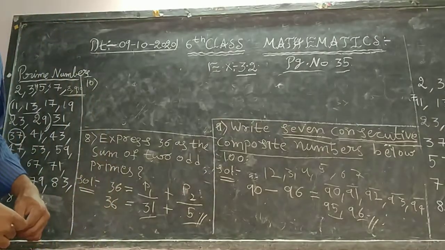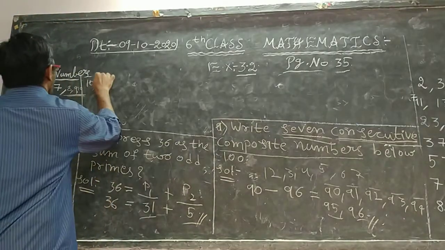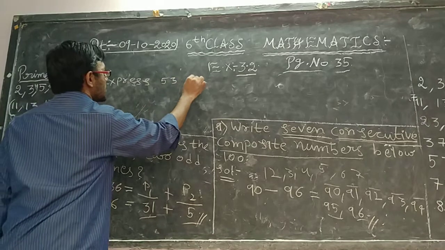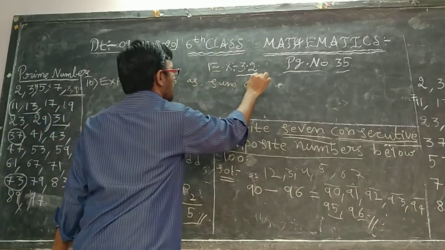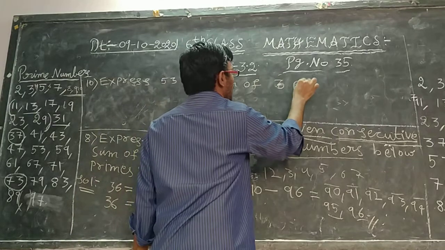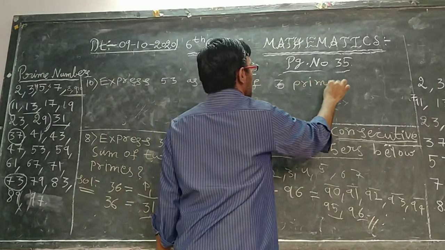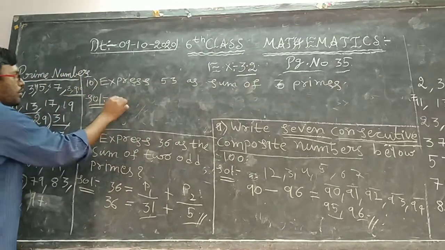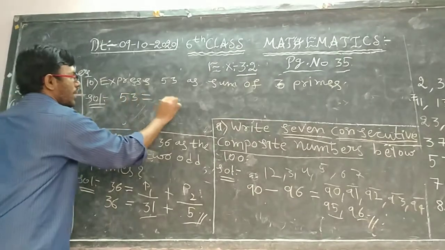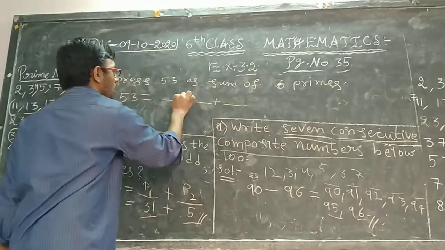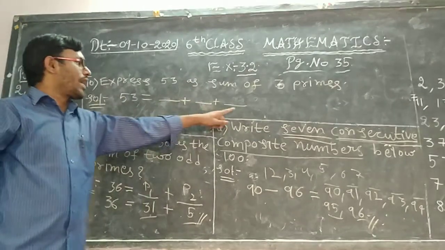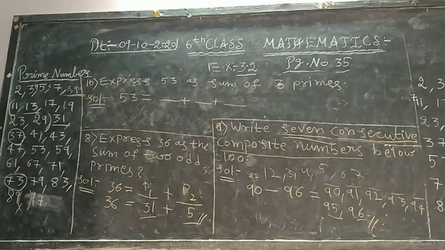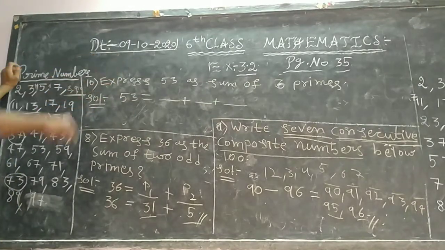Express 53 as a sum of 3 primes. So what he is asking is, you are supposed to write 53 as a sum of 3 primes. If you add any 3 prime numbers, the result should be 53. So you are supposed to take them from the prime numbers.